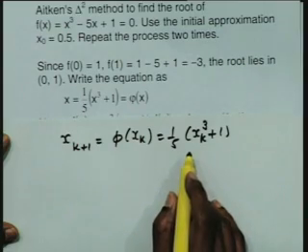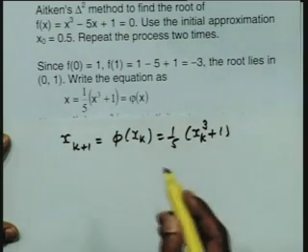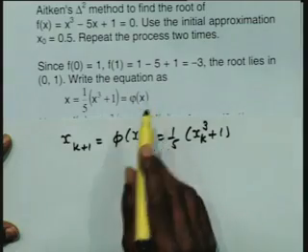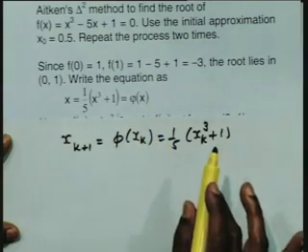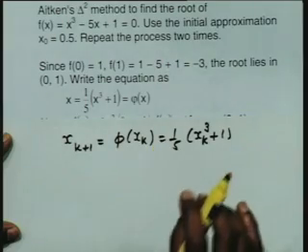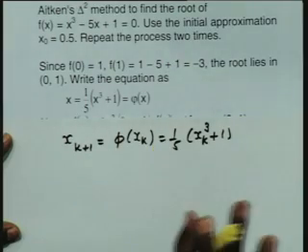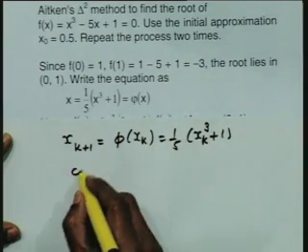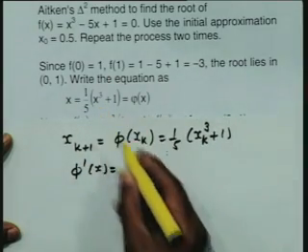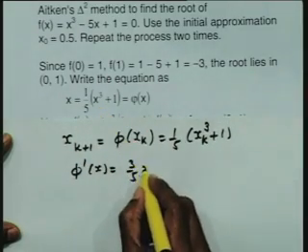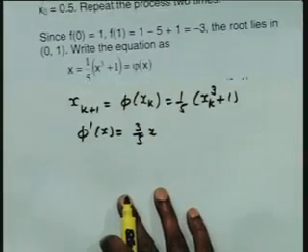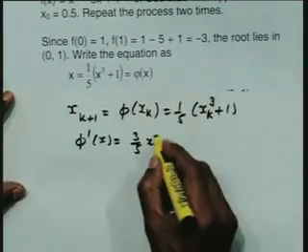Now before we proceed with computation, I would like to test whether our iteration function phi of x satisfies the convergence criteria or not. Therefore I need to check whether the magnitude of phi dash x in the interval in which the root lies is less than 1 or not. Now I can differentiate phi and get phi dash x. Phi dash x will be equal to 3 by 5 x squared.